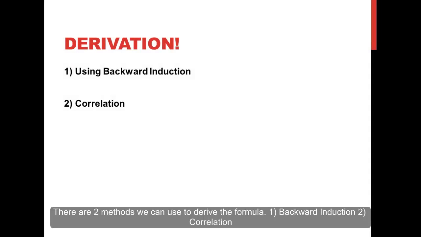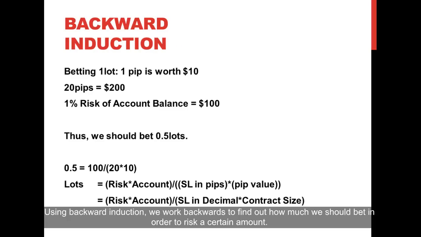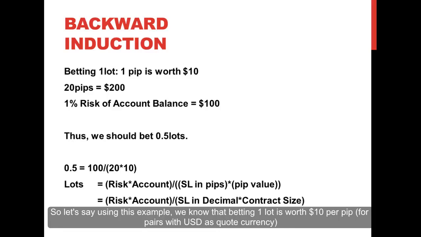There are two methods we can use to derive the formula. The first one is backward induction. The second one is to use correlation. Using backward induction, we work backwards to find out how much we should bet in order to reach a certain amount. So let's say using this example, we know that betting one lot is worth $10 per pip. So if our stop loss is 20 pips, we're going to lose $200 per lot.